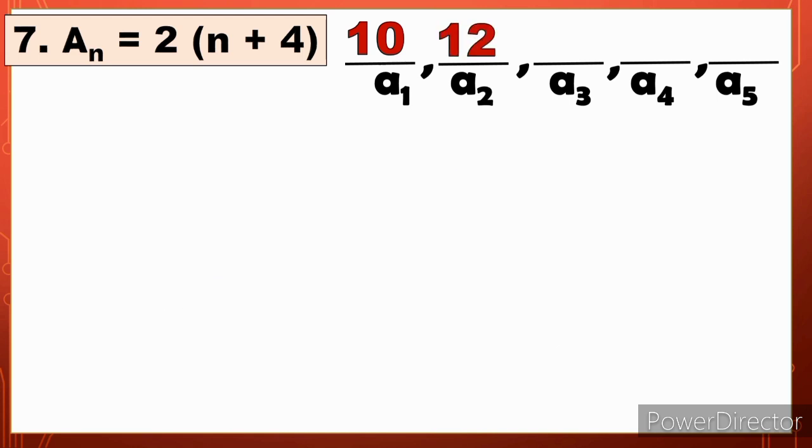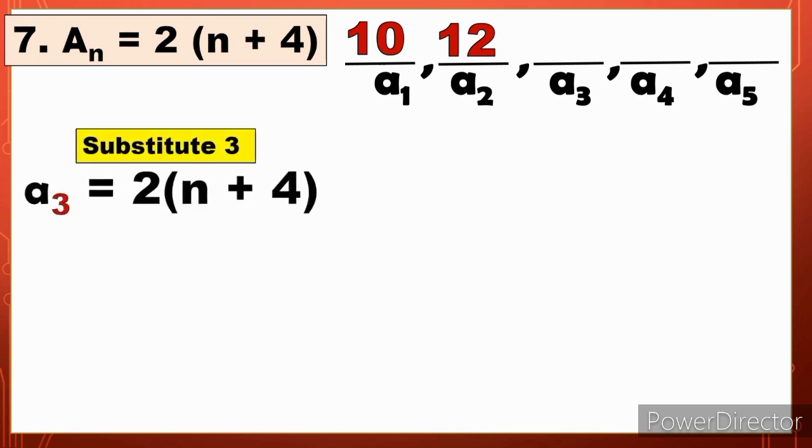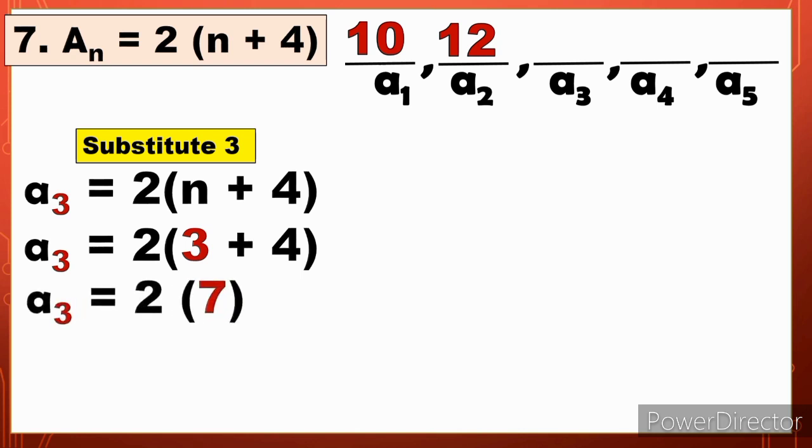Okay, next, to find the third term or a sub 3, isa-substitute natin ang 3. So, a sub 3 equals 2 times the quantity of n plus 4. Then, it becomes a sub 3 equals 2 times the quantity of 3 plus 4. Then, simplify yung nasa loob ng parenthesis. So, 3 plus 4 is 7. Then, it becomes a sub 3 equals 2 times 7. And 2 times 7 is 14. So, 14 is the third term.